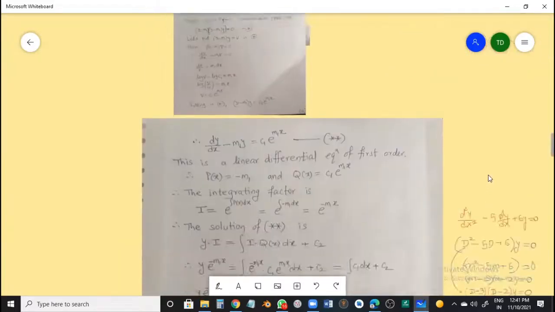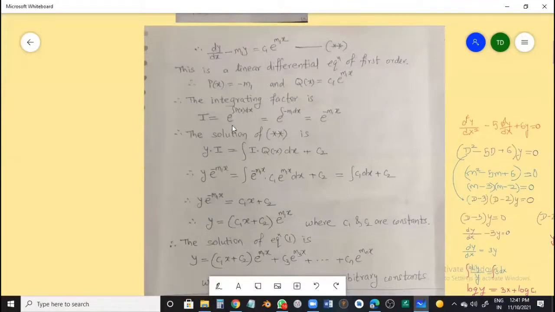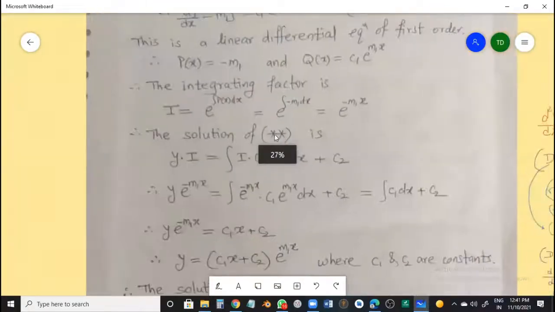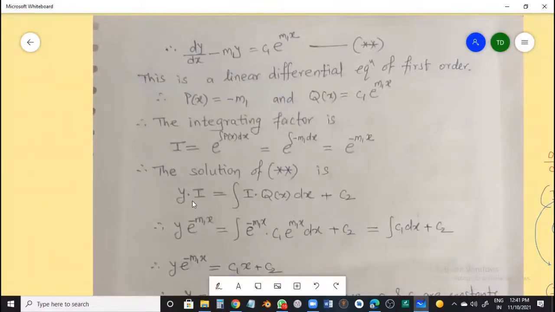How to solve this kind of equation? You have to find the integrating factor. Integrating factor is e raised to integration of p of x dx. So we put the value of p of x. It is minus m1 only. What is the integration then? e raised to minus m1x. And the solution of a linear differential equation is always given by y into integrating factor is equal to integration of integrating factor into q of x with respect to x plus constant of integration.